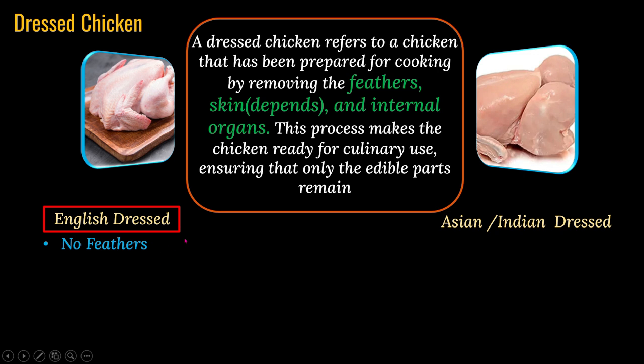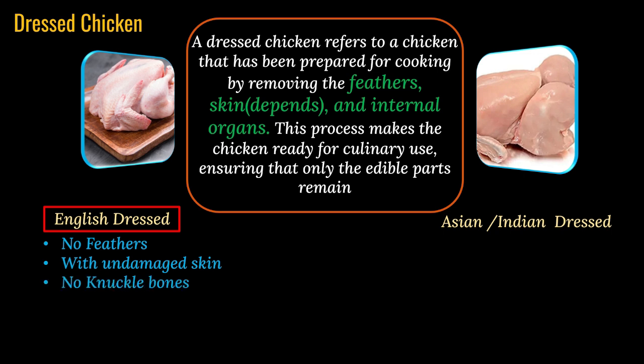Now, what are the features of the English dressed bird? No feathers, that is of course the same in both cases. With undamaged skin. The skin should be there, ensuring that the skin has no damage sign or symbol. So it will be unblemished.